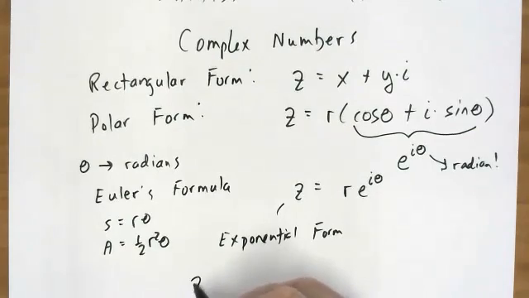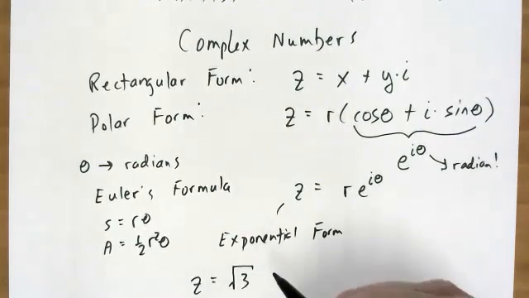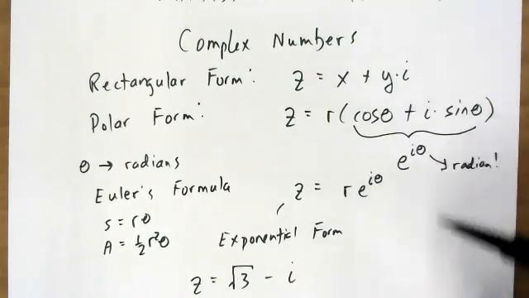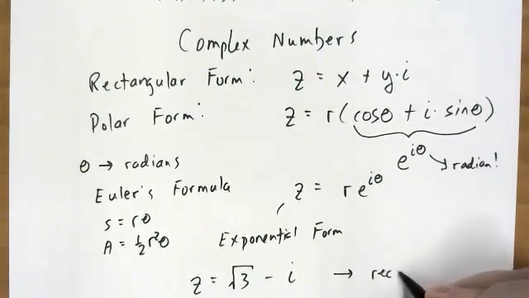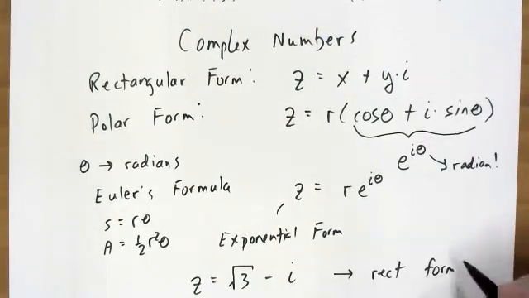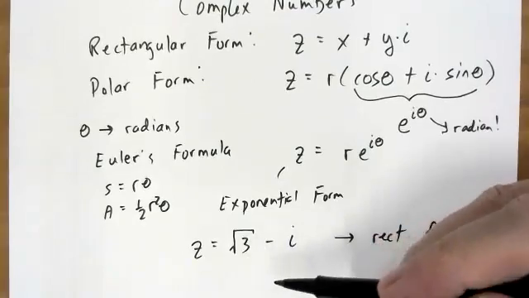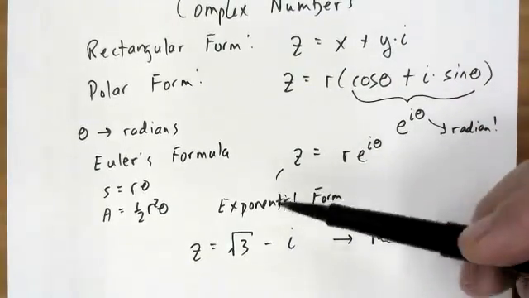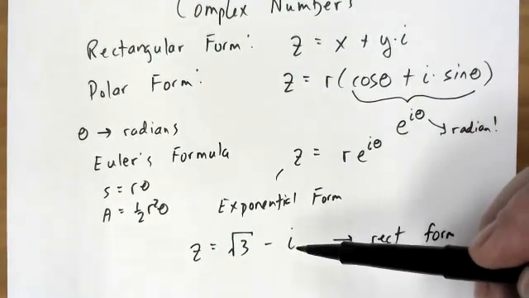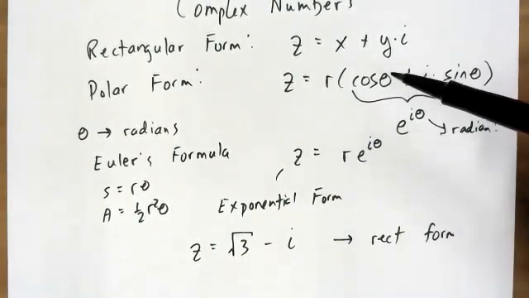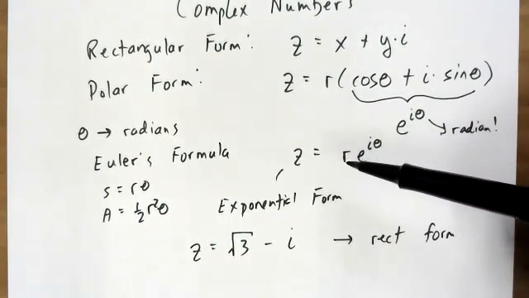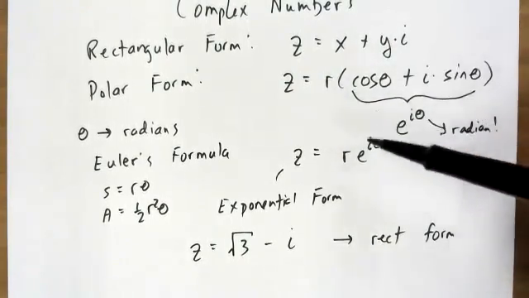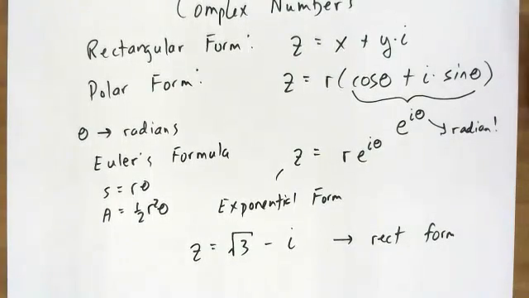So let's start with a complex number, square root of 3 minus i. This is in rectangular form, so x is the square root of 3 and the coefficient of i is the y. We want to rewrite this complex number in polar form, and then after that we will also write it in exponential form, so you can see the three different forms. We've already gone over this, so we'll try to work through it quickly.